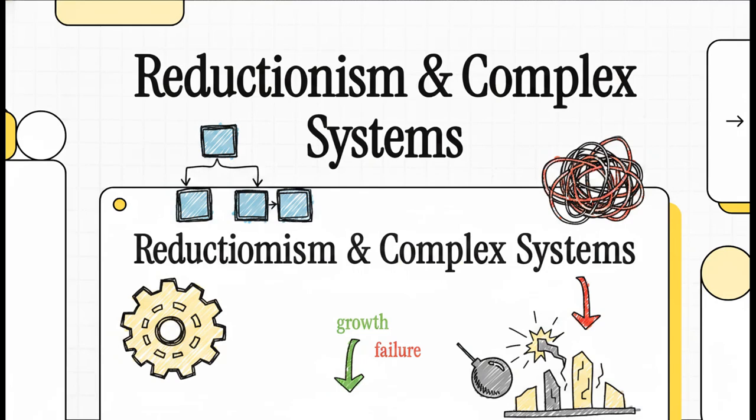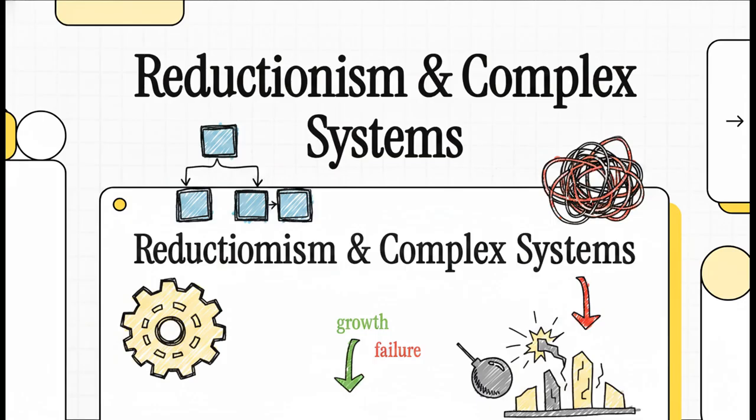Welcome back, everyone. Today we are diving into an explainer on section 20.3 of your software engineering text. And honestly, this is where things get really interesting, because we're going to unpack why the traditional engineering methods you've probably been taught completely fall apart when it comes to modern software. We're looking specifically at a concept called reductionism and how it interacts, or rather, fails to interact, with complex systems.